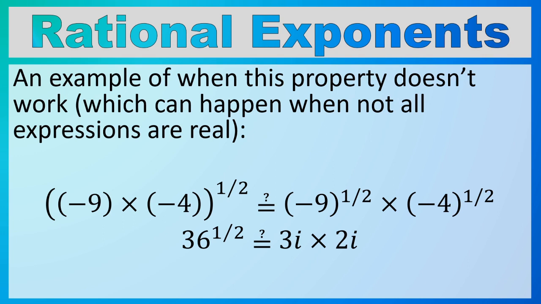Now 36 to the 1/2 power, that is 6. And 3i times 2i, that is -6. And 6 is not equal to -6.